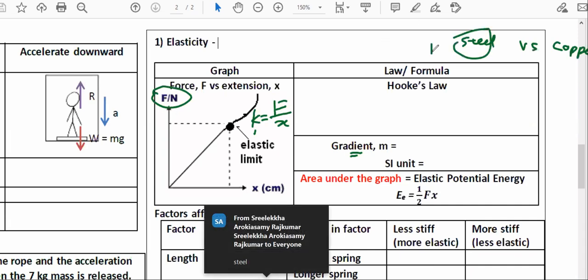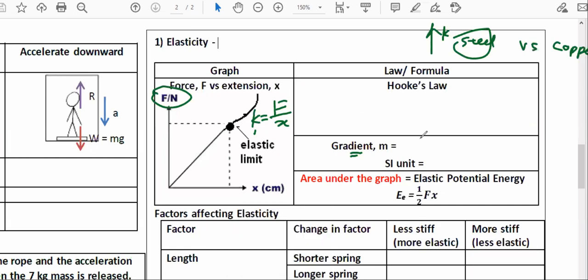Yeah, steel will have a higher spring constant, correct or not? Because they are hard to stretch or compress. Bila susah diregang atau dimampat, maksudnya dia punya spring constant besar. Copper will be lower. That means that it easily stretches.